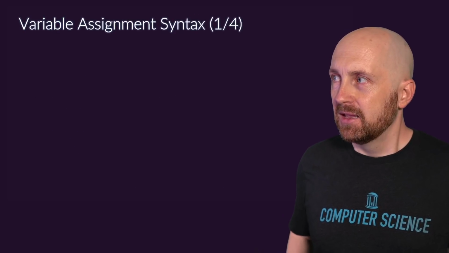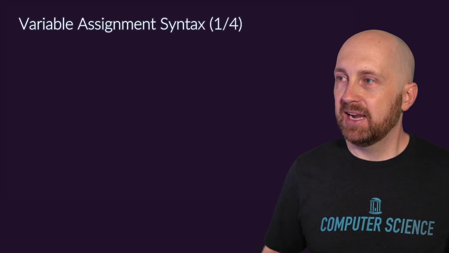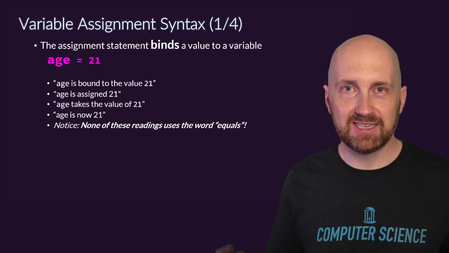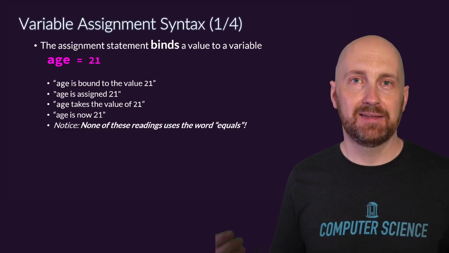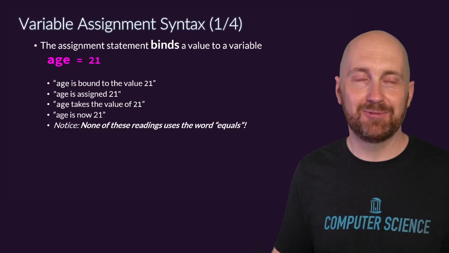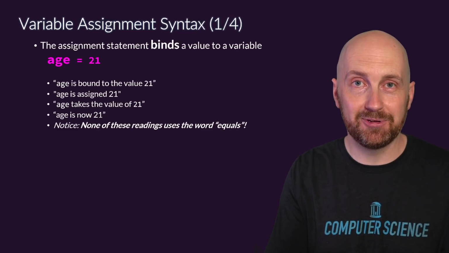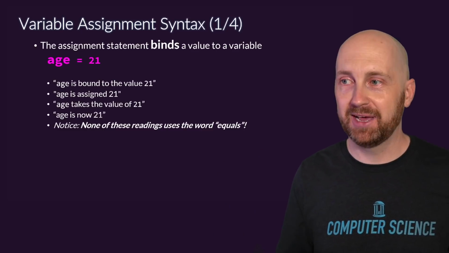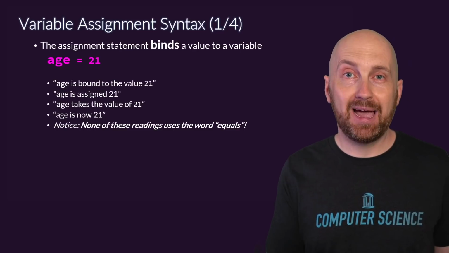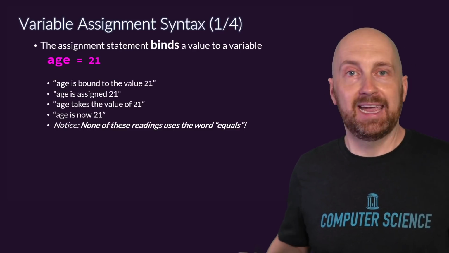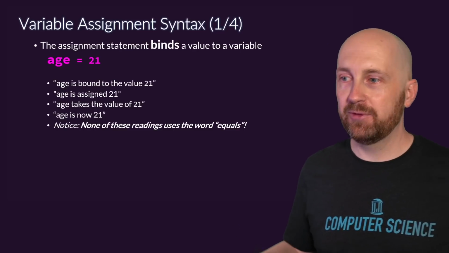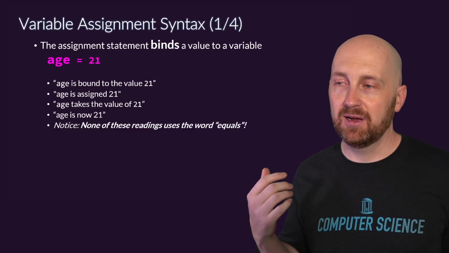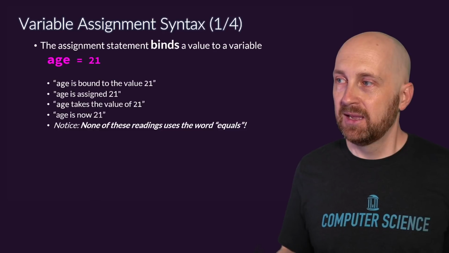All right, let's break down the syntax of variable assignment. So we've already seen this, but I want to just emphasize this equal symbol is not equals. We've already seen equals. Equals is the double equal sign, and that's something that checks whether one value is equal to another. Here we're saying age is bound to a value of 21. Age is assigned 21. Age takes the value of 21. Age is now 21. Any of those ways of reading this statement is totally fine.